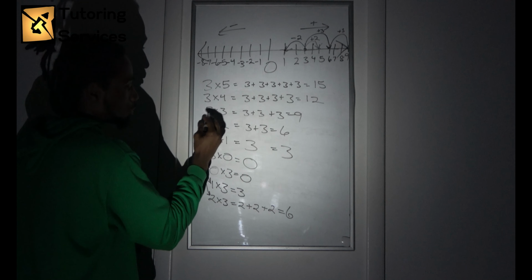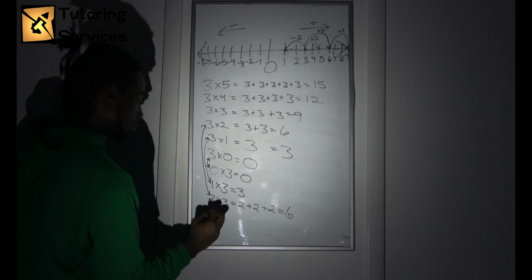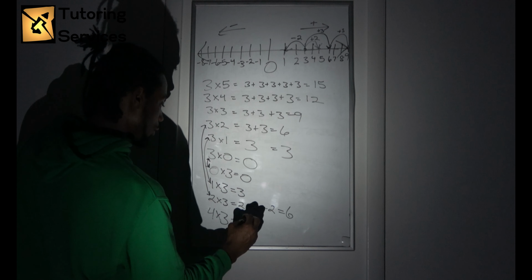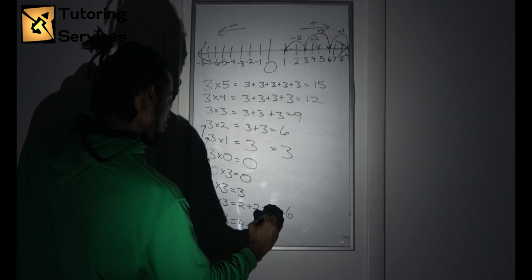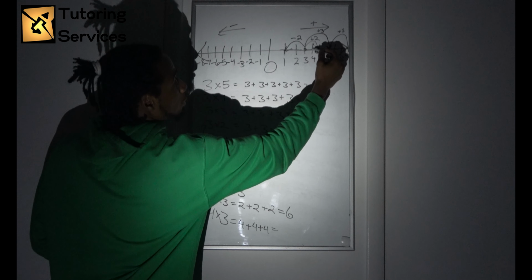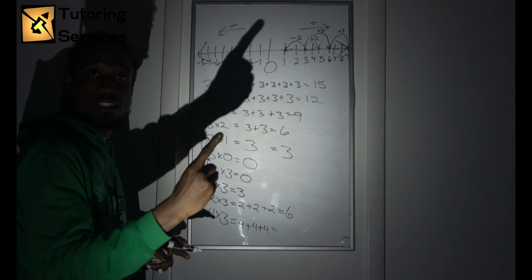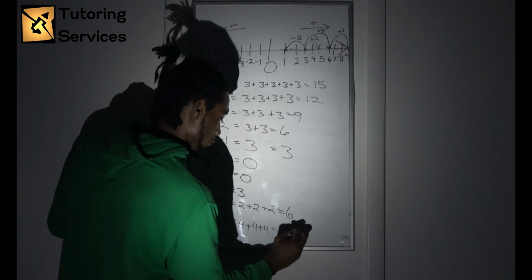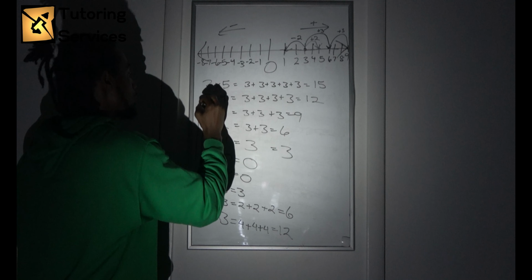3 times 3, well, if you flip that around, that's going to be the same, so we don't need to write that. 3 times 4 is the same thing as 4 times 3, which equals 4 plus 4 plus 4. 4 plus 4 equals 8. So have 4, then you go 1, 2, 3, 4. That brings us to 8. Then 9, 10, 11, 12. So 4 times 3 equals 12, which we see is the same thing up here as 3 times 4.